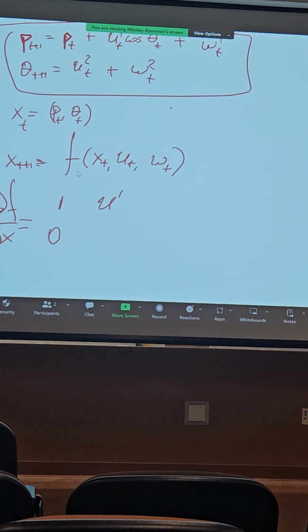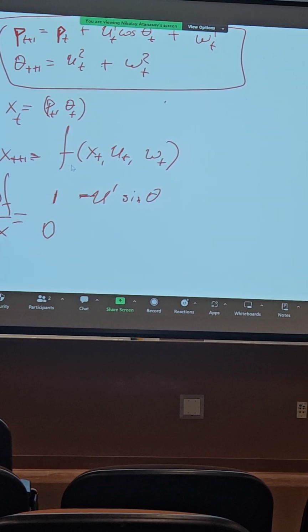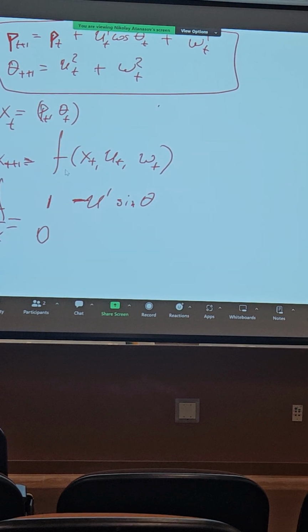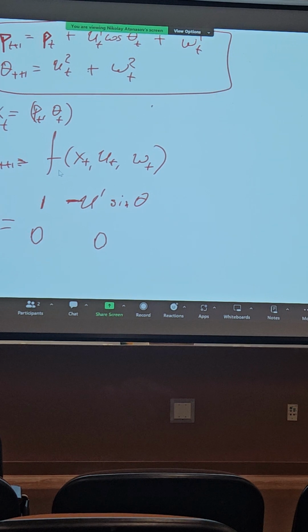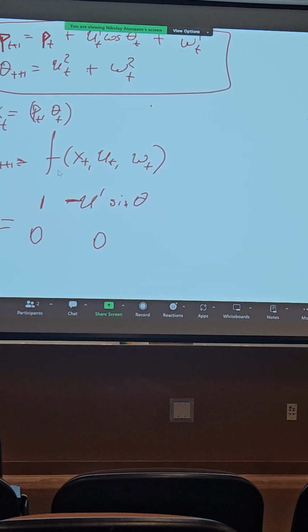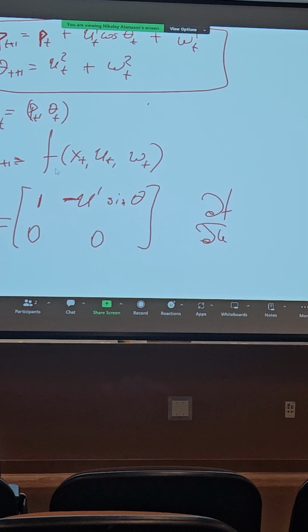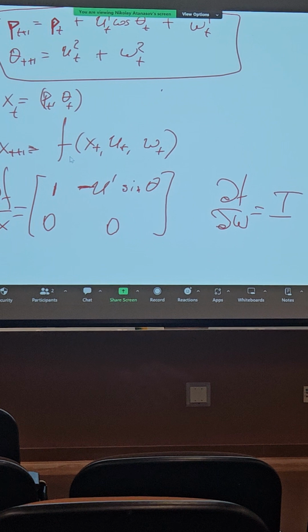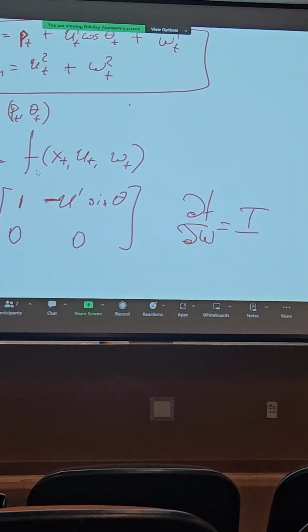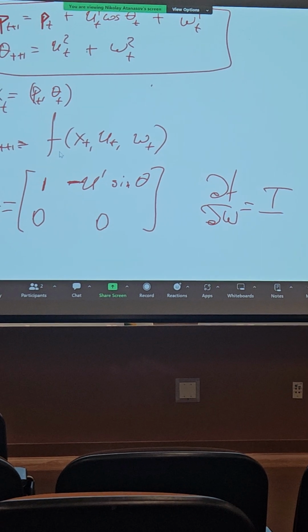U1 sine of theta with a minus, and 0 here. That's right. How about the derivative with respect to w? This will just be identity: 1 0 with respect to w1 and 0 1 with respect to w2.